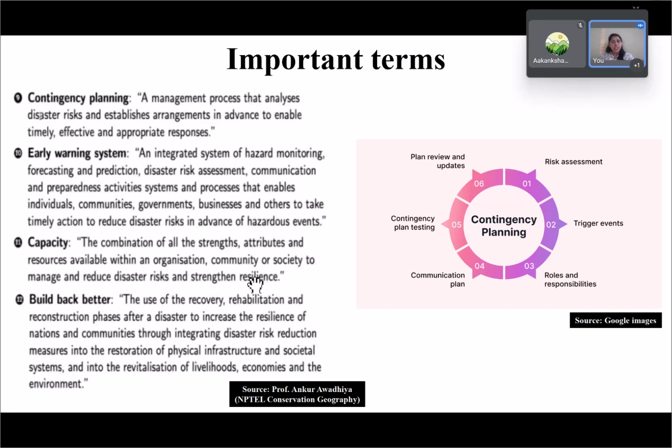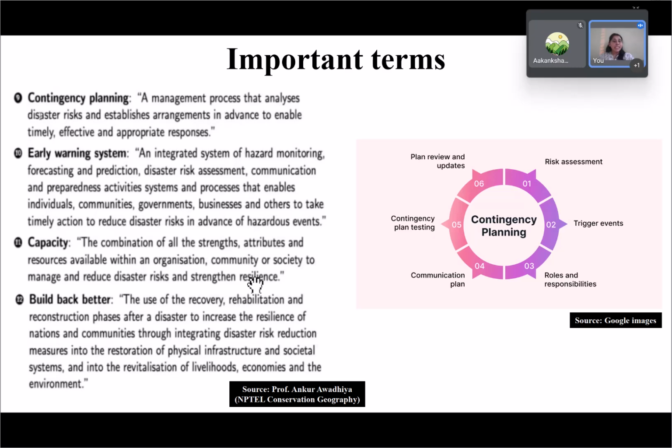And similarly, you have contingency planning, which is a management process that analyzes disaster risk. So all this disaster risk that we have just done, that's not just something that you will look into and keep with yourself. When you have the data, you act upon it by putting thought into the responses and recovery.